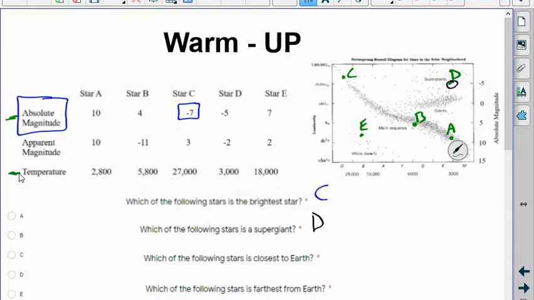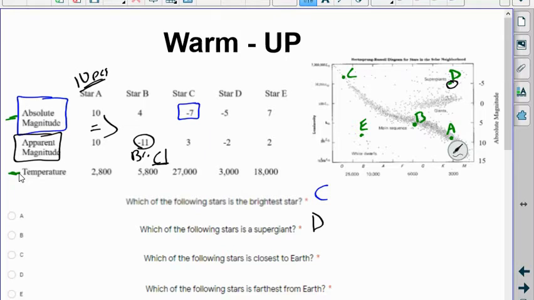Then I ask, which of the following is the closest to Earth? For this one, I need to compare the apparent magnitude and the absolute magnitude. If I look at star A, these two numbers are equal to one another. So I know that star A is exactly 10 parsecs away from the Earth. It looks the same from Earth as it does from 10 parsecs away. Star B, if I look at this -11, that is a smaller number. Smaller number means it appears brighter, and it appears brighter because it is closer. So I know star B is closer.